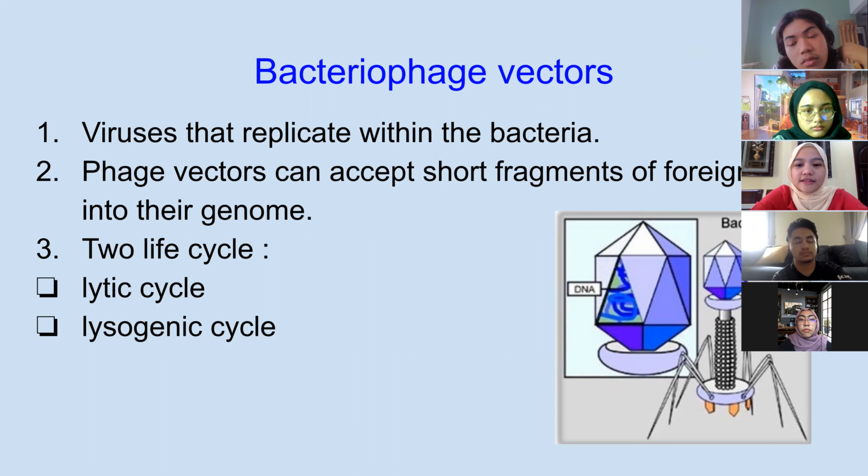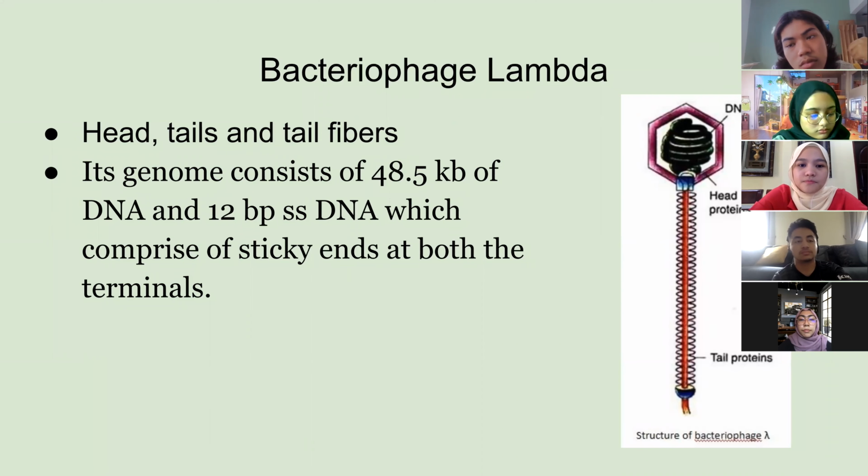So one example of bacteriophage is phage lambda. It has a head, tail, and tail fibers. Its genome consists of 48.5 kb of DNA, which comprises sticky ends at both terminals. Since these ends are complementary, they are cohesive and also referred to as cos sites.